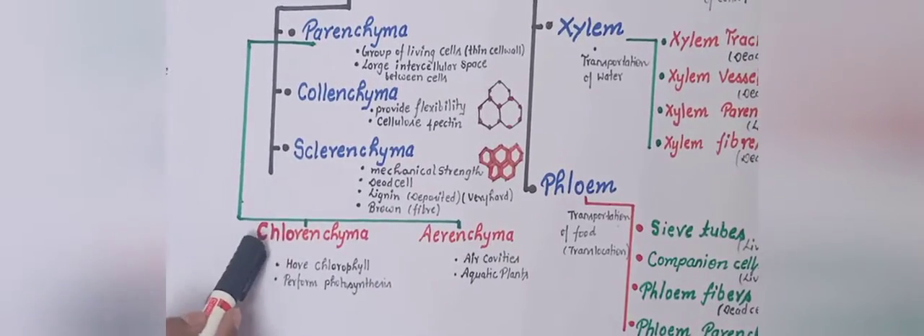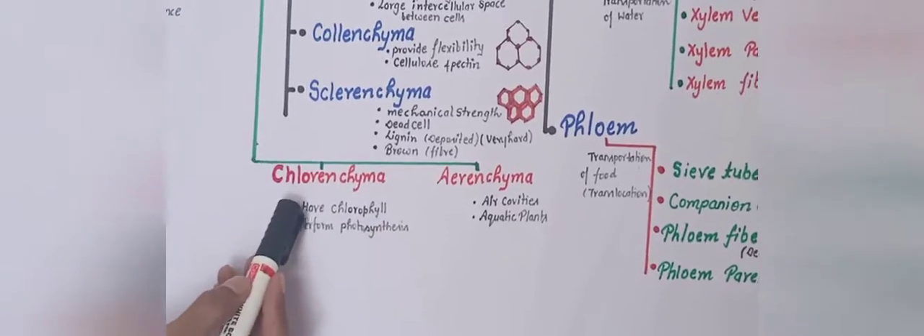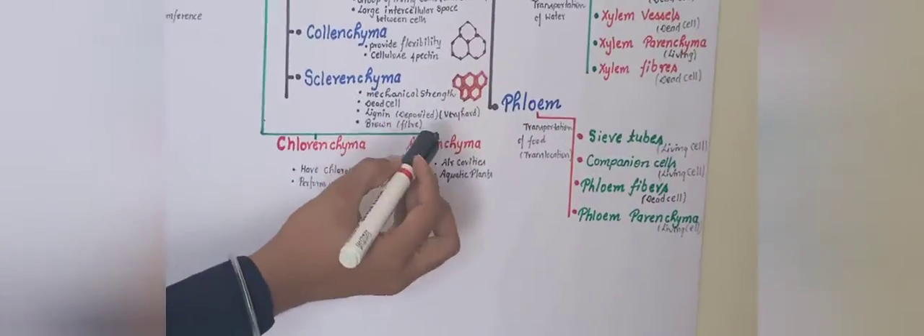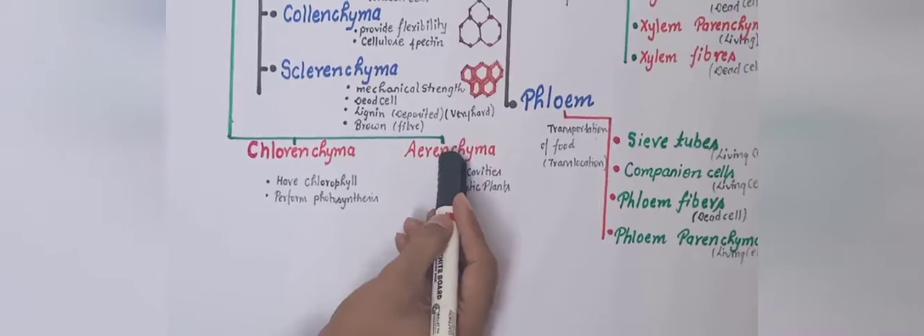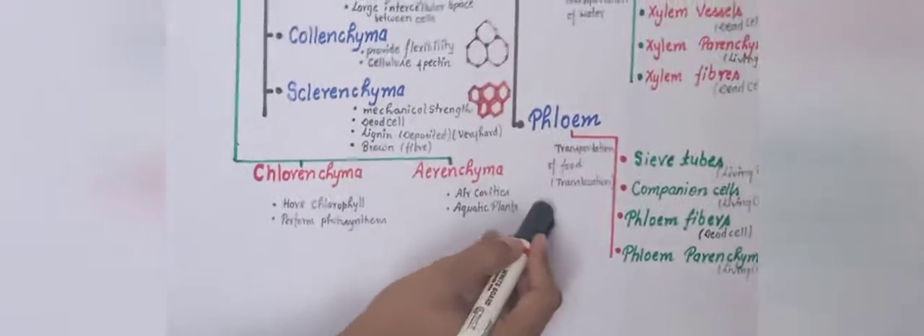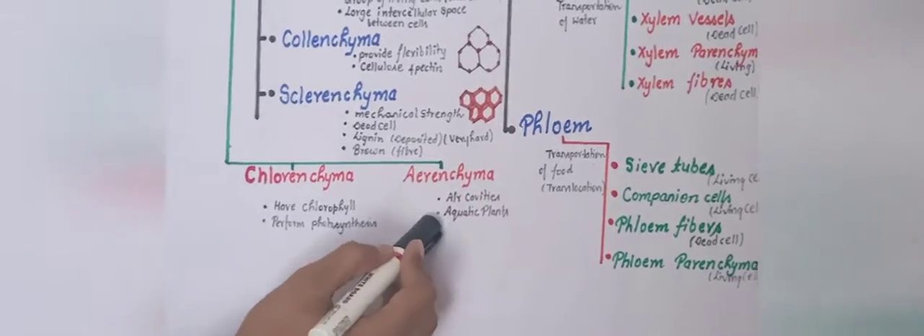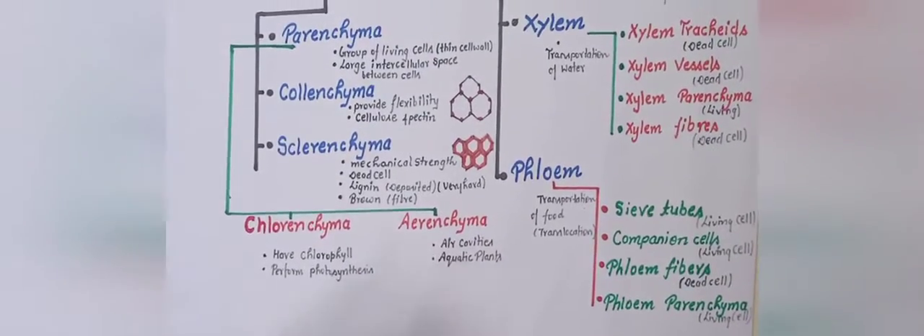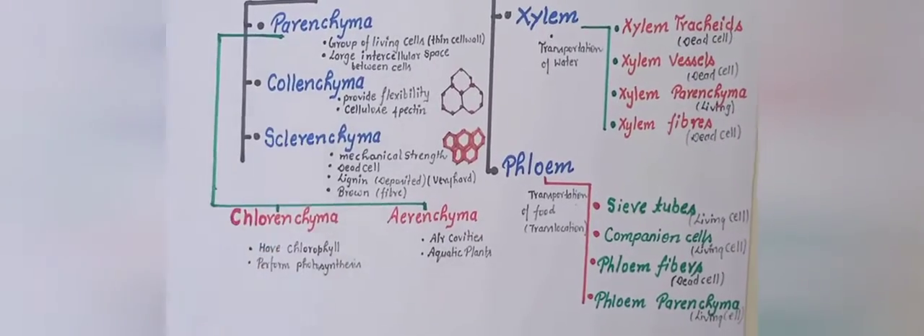Chlorenchyma, as the name says, means they have chlorophyll. So it performs photosynthesis and is responsible for food making. Number two, aerenchyma. Aerenchyma means it has air cavities and it is present in aquatic plants and it helps the aquatic plants to float in the water.